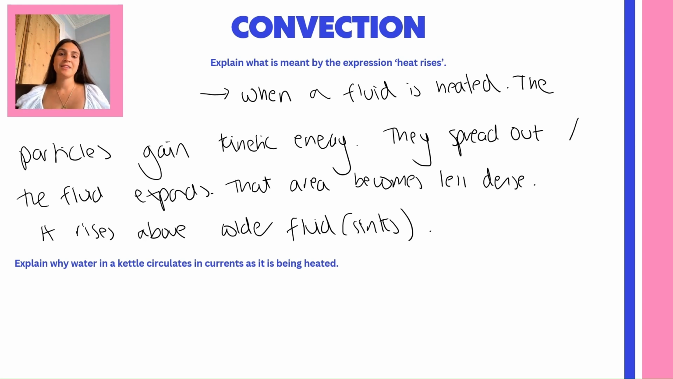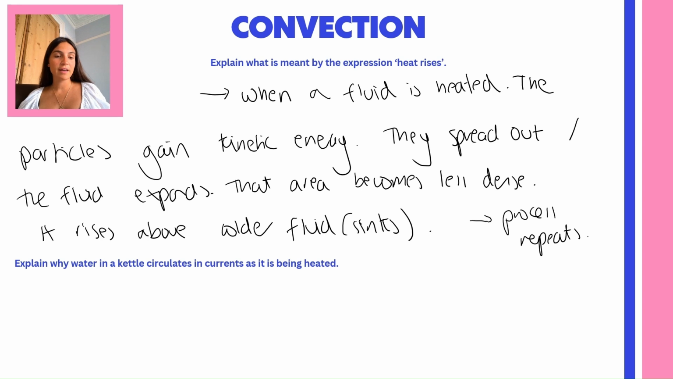And that means that that less dense fluid will rise, and then the colder, more dense fluid above it will sink down to take the place of that warmer fluid. Of course, then you can heat that colder fluid and it goes through the whole process again, so the process repeats, and that's how you get what's called a convection current.